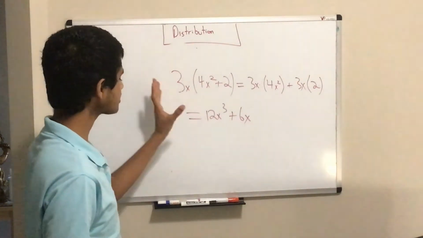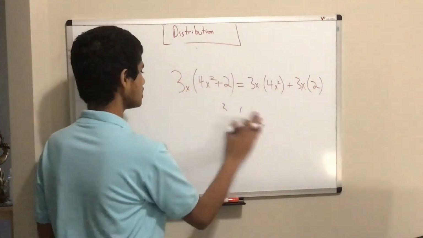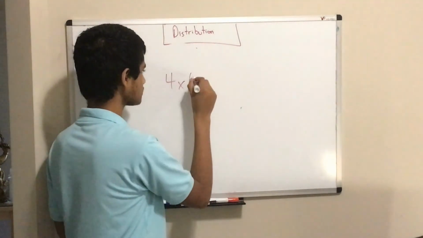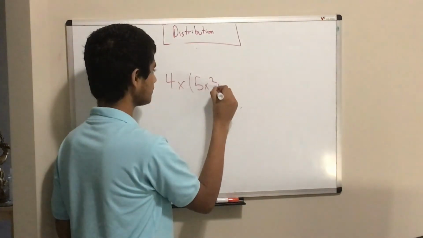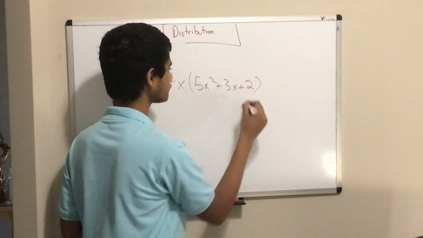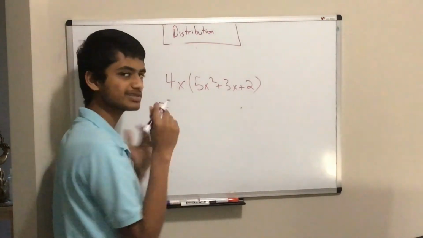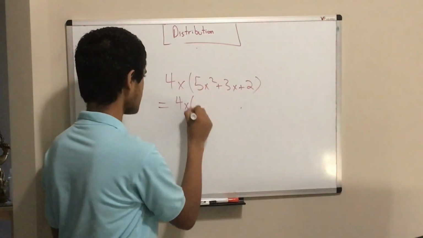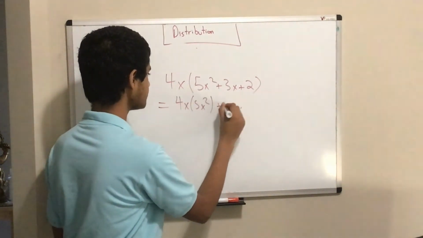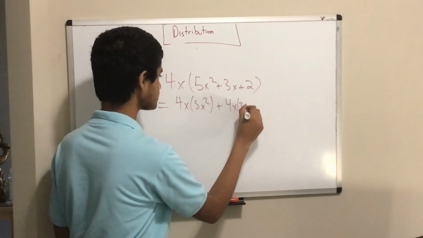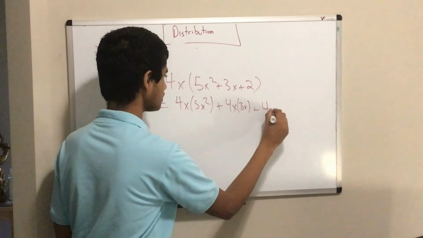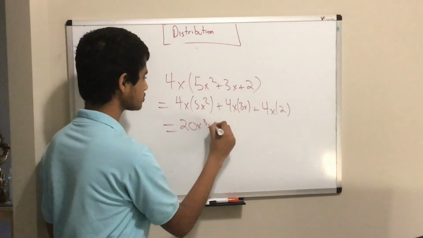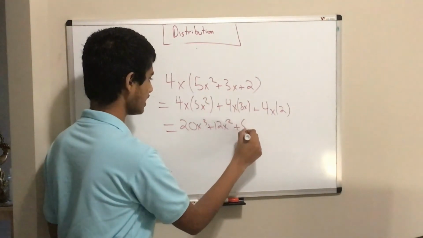And remember that distributing can go more than 2 terms inside the parentheses. Let's say I wanted to have 4x times (5x squared plus 3x plus 2). What I would do here is basically the same principle as before, except we just apply it to one more term. So it'd be 4x times 5x squared plus 4x times 3x plus 4x times 2. So that would just be 20x cubed plus 12x squared plus 8x.